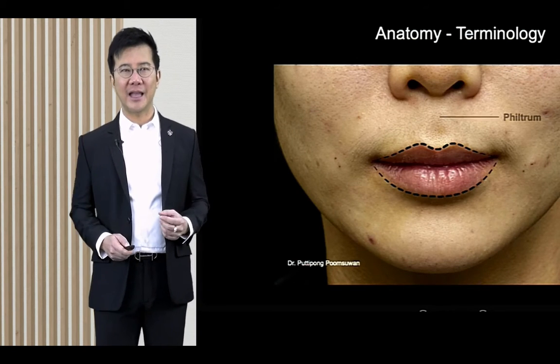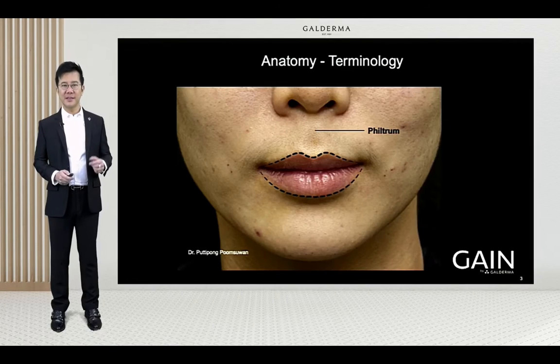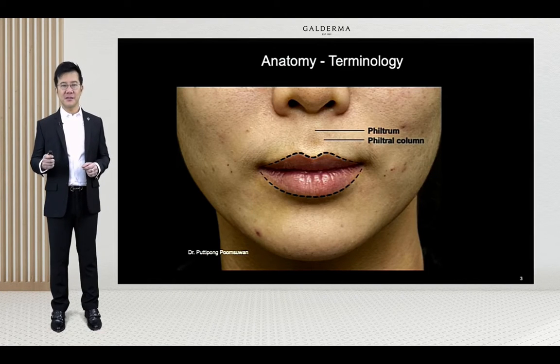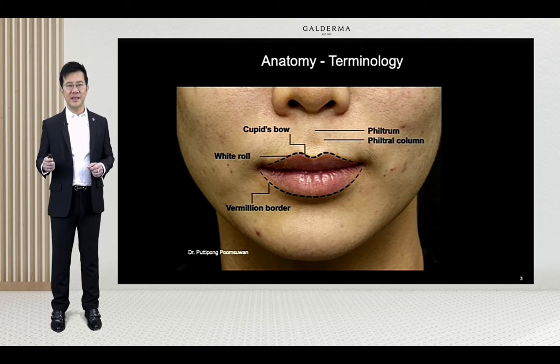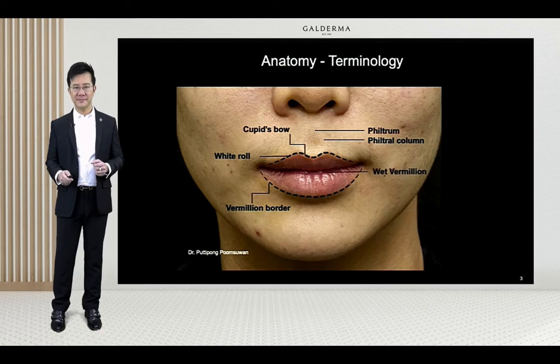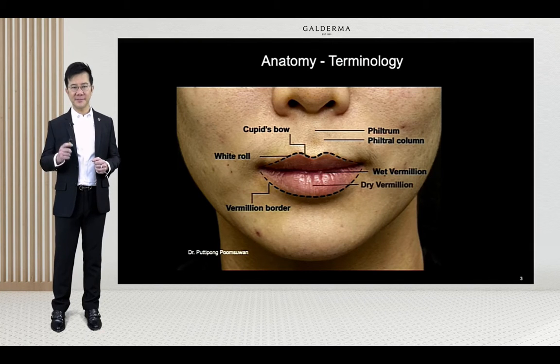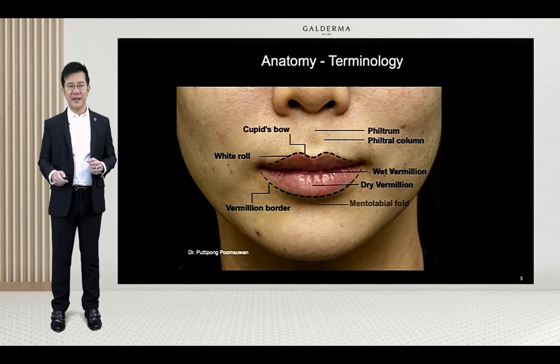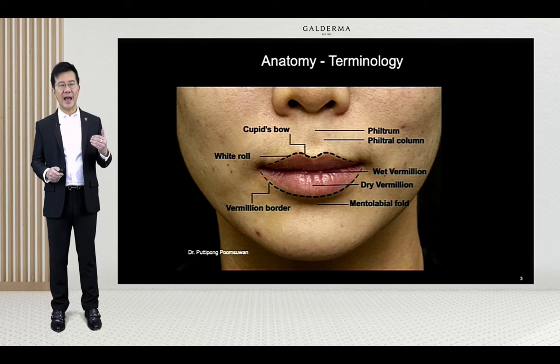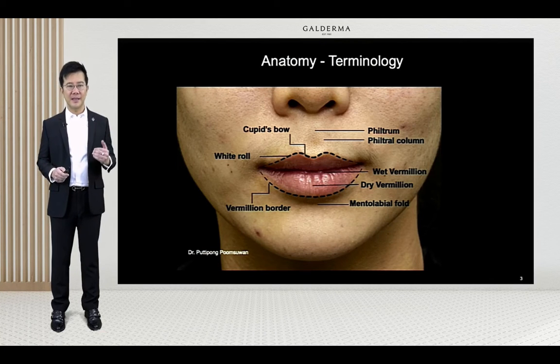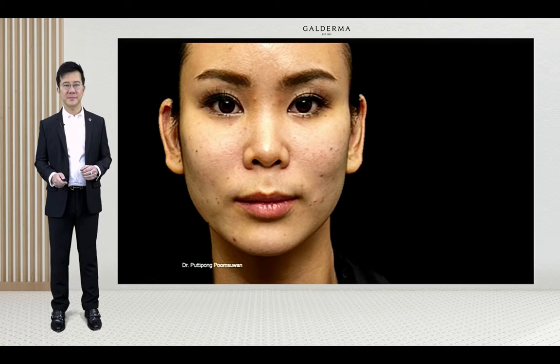Before we get into the anatomy in detail, let's have a quick review of the terminology of the lips and surroundings. This is the philtrum, the philtral column, the cupid's bow, the white roll, in other words the vermilion border, wet vermilion, dry vermilion, and the depressed area under the lower lip is the mentolabial fold.